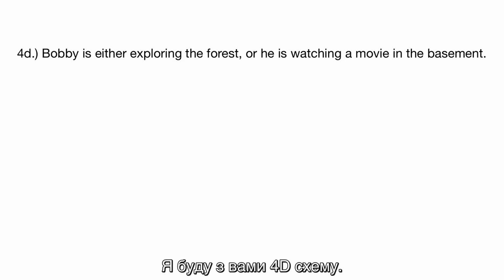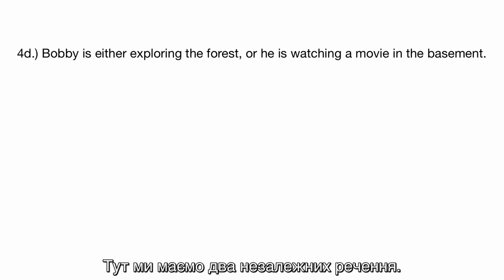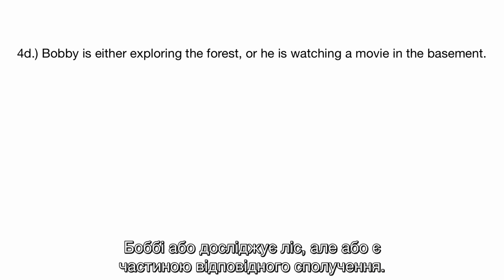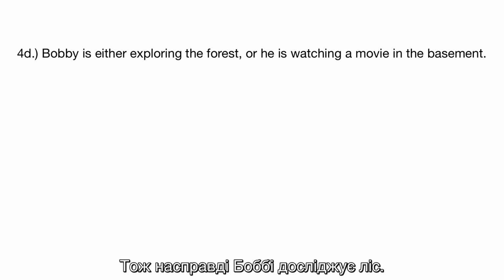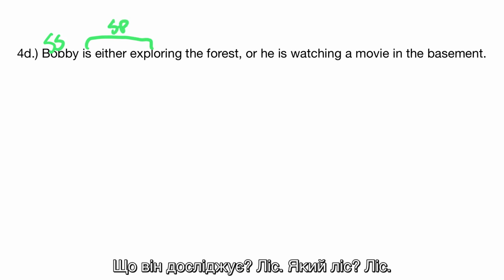I will diagram 4D with you. It says Bobby is either exploring the forest or he is watching the movie in the basement. We have two independent clauses here. The first one says Bobby is exploring the forest. Either is part of a correlative conjunction. So it's really just Bobby is exploring the forest. So who or what is it about? It's about Bobby. What is he doing? He is exploring. What is he exploring? Forest. Which forest? The forest.